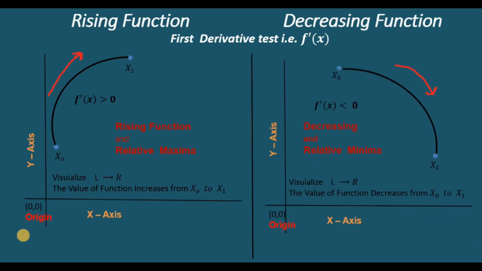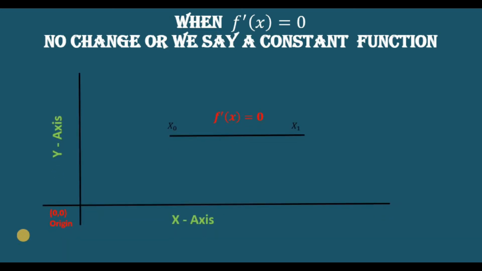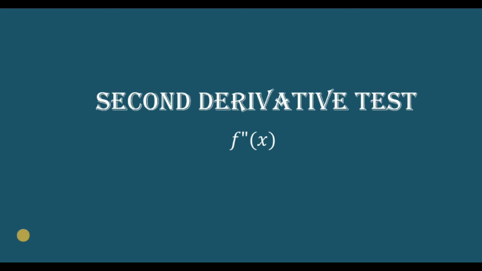In the second picture we see that the curve moves from point x0 to x1 and the result of the first derivative is less than 0, which means it is negative, and in that case we always have a decreasing function and a relative minimum. Now when f dash of x goes to 0, we say no change or a constant function. As shown in the figure, f dash of x is equal to 0 and it is assumed that it is a straight line.